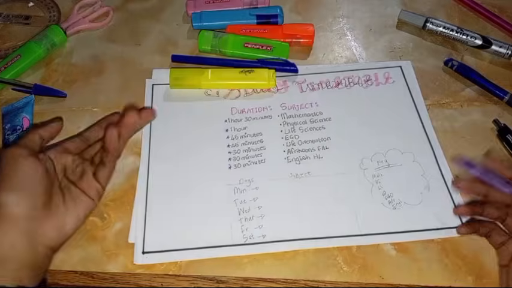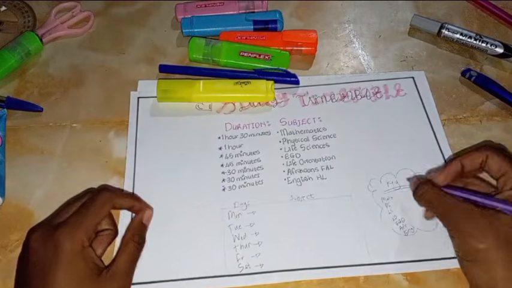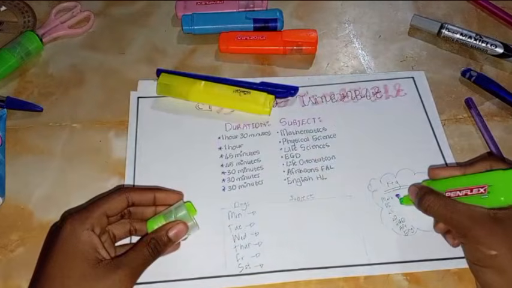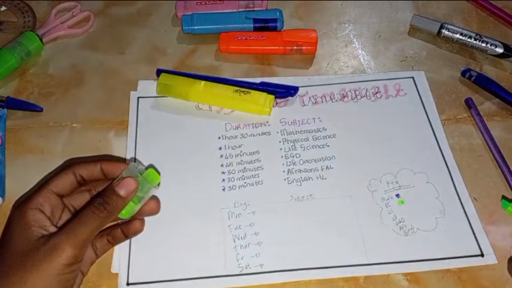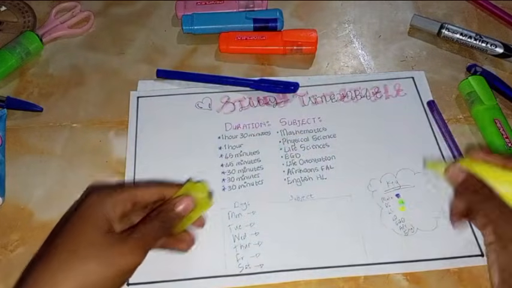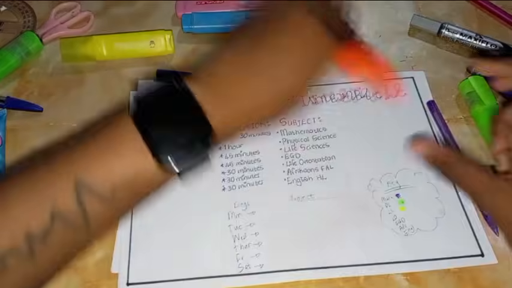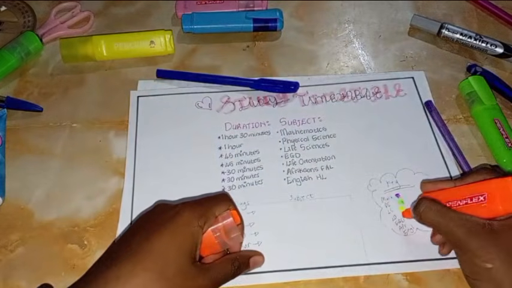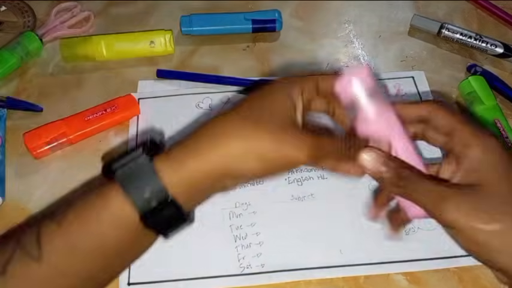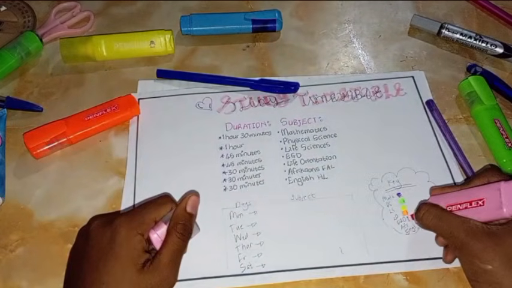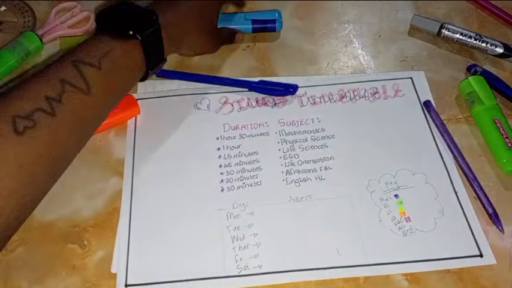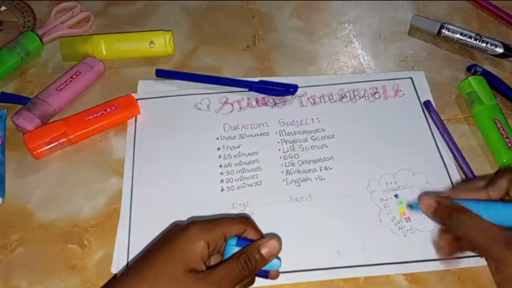Fine. So what you're going to do is actually create a key for every subject, and for math we're going to be doing this, which is purple. For physical sciences we're going to be doing this, which is green. Then for life sciences we're going to be doing yellow. Then for life orientation we're going to be doing orange. And then for EGD, let's go pink because I love EGD, and I love pink as well. This doesn't even look pink. And then for Afrikaans, we're going to be going blue.